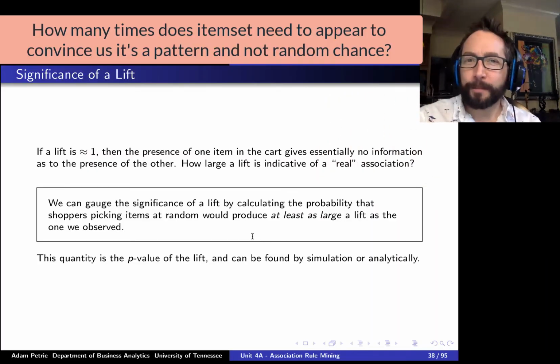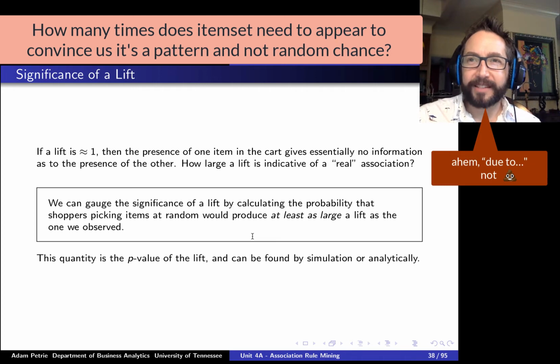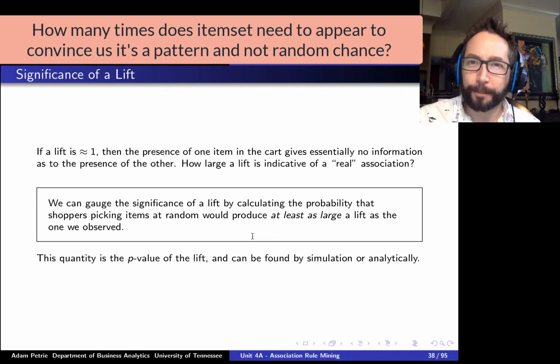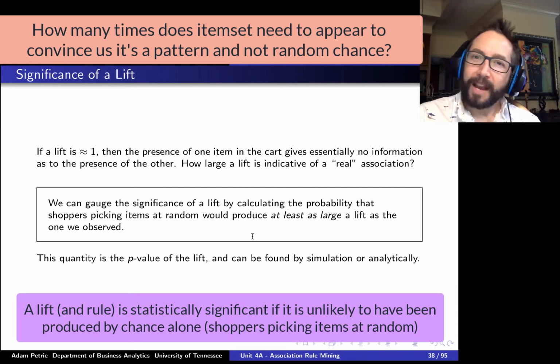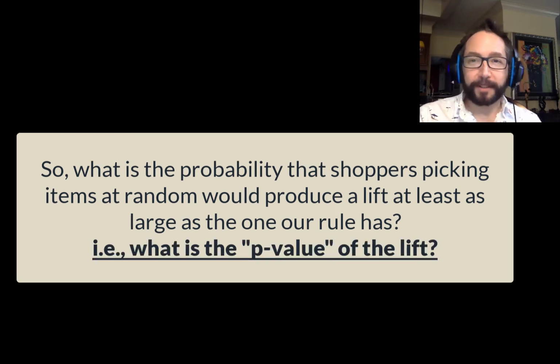So we need to cross some certain threshold, some certain number of carts that have both items, to convince us that this isn't just due to fortuitous circumstances and random chance. This is a rule that is statistically significant, very unlikely to have been produced by chance alone. We can gauge the statistical significance of a lift or a rule by asking: what is the probability that shoppers picking items completely at random would have produced a rule with a lift of at least as large as the one we observed? This is what's known as the p-value of the lift, and we can figure out what that p-value is using what we've learned about counting.